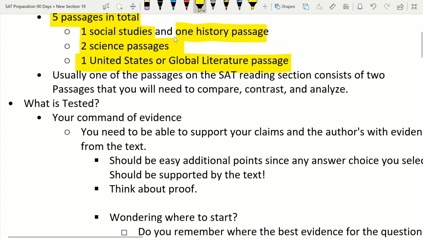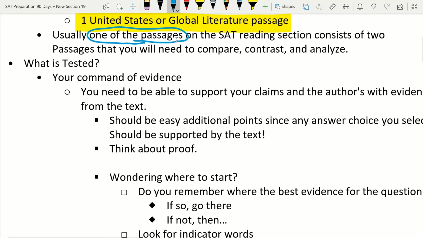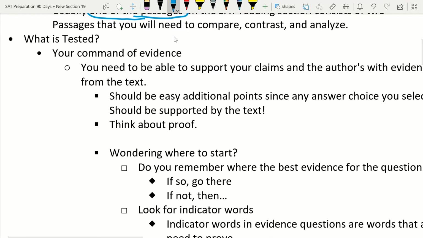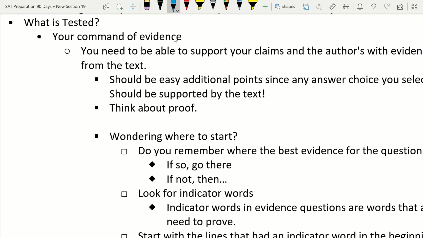So usually one of the passages on the SAT reading section consists of 2 passages that you will need to compare, contrast, and analyze. And I guess a better way to say this is usually one of the question sets, right? So those sets of 10 to 11 or 12 questions, it'll have 2 passages and you have to compare, contrast, and analyze those. Now those passages will be smaller than the ones that are only 1 passage, since there are 2 of them, but in total the amount of words will be maybe a little bit longer than a general 1 passage would be, but overall close to the same size.